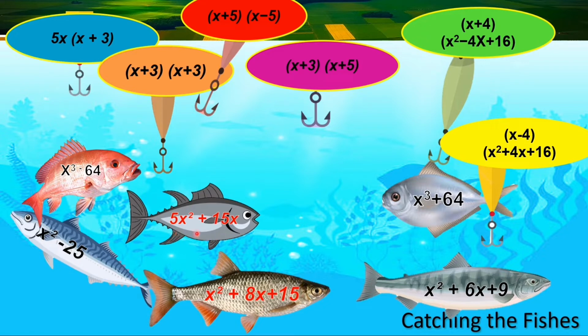So this fish has the quadratic function 5x squared plus 15x. So you should be able to choose the correct bait so that you will be able to catch this fish. So which among the baits above are the factors of this polynomial? So your time starts now.